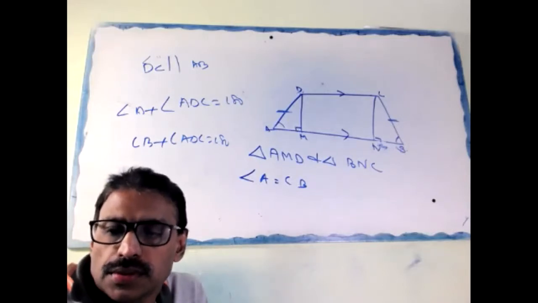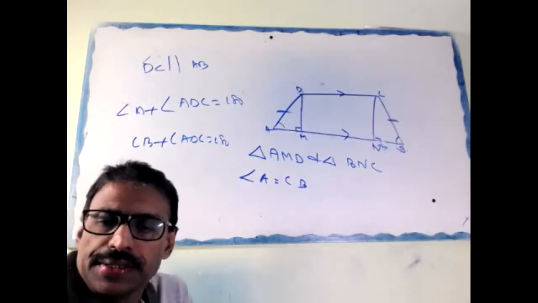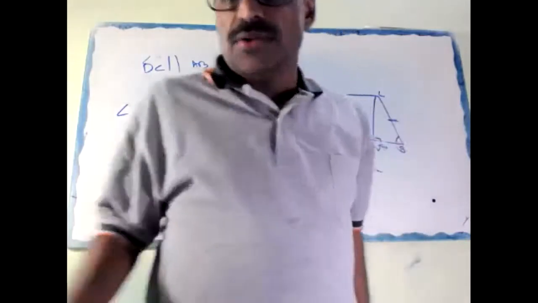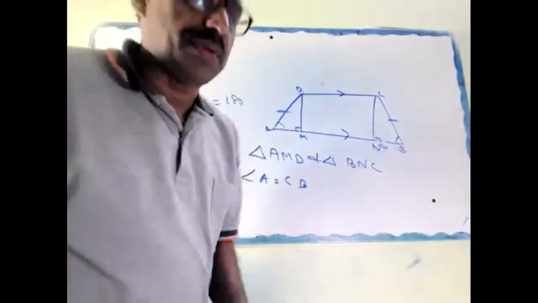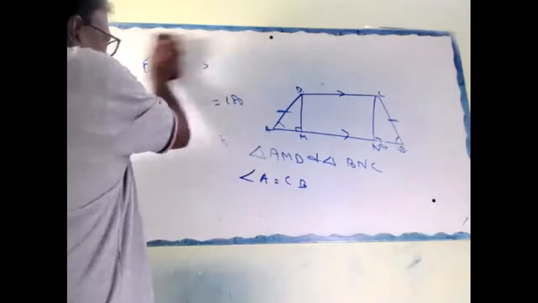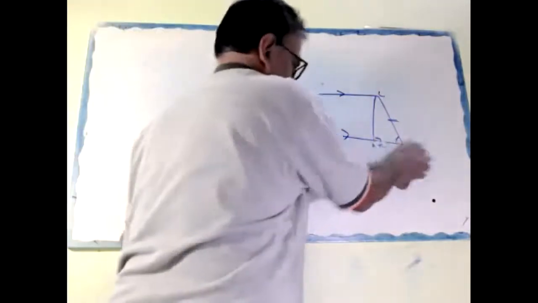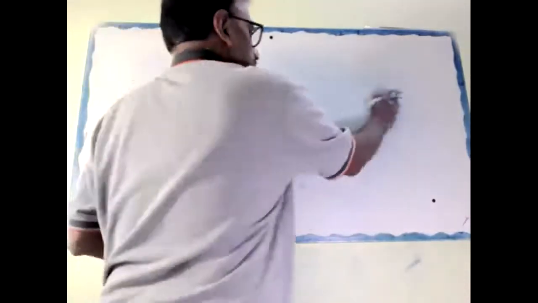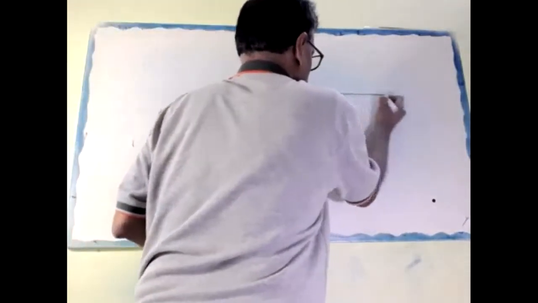Okay. Now, listen. Second method, what we did here. We did another method because of the continuation of quadrilateral circles. Look at here. I don't want to write this one again. Look.